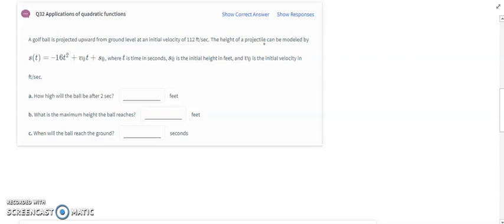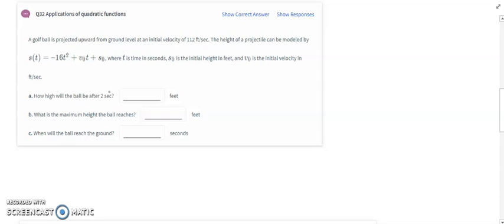The height of a projectile can be modeled by S of t equals negative 16t squared plus v sub 0 t plus s sub 0, where t is time in seconds, s sub 0 is the initial height in feet, and v sub 0 is the initial velocity in feet per second. And we're to find how high will the ball be after 2 seconds, the maximum height the ball reaches, and when the ball will reach the ground.